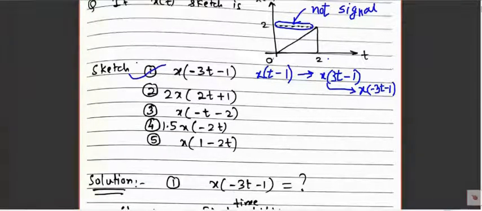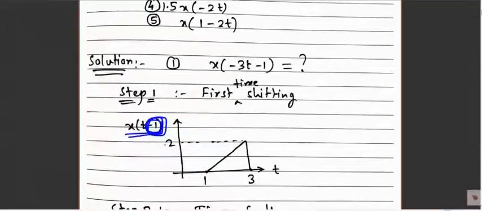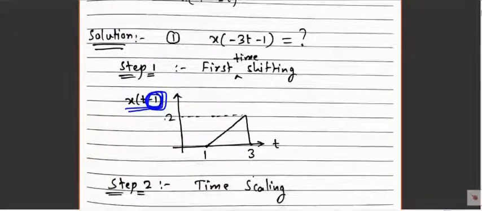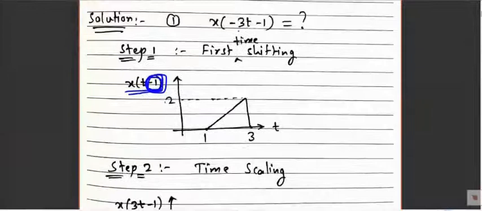How much shifting is there? 1 unit. So 0 has come to 1, 2 has come to 3. Okay. Now after that, second step is time scaling. The factor for time scaling is 3.